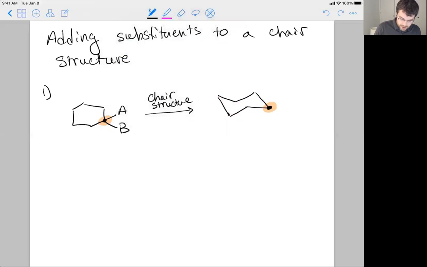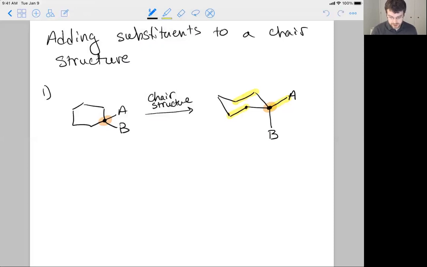When I add groups, I can only add groups to one of these two positions, okay? Directly straight down and then up and to the right. What I want to point out about these two positions is that one of them is parallel to lines that are 2 bonds away, and that'll be important later. So what we do is we add groups, and we could add either A and B to the slanted line and the straight line. So we've added 2 substituents.